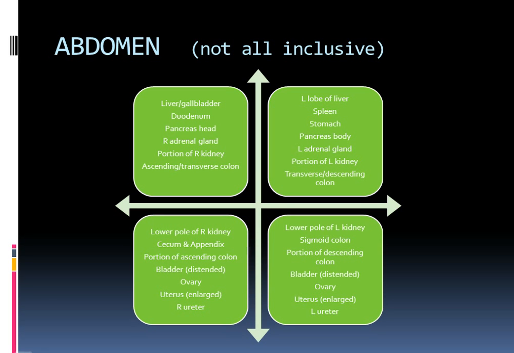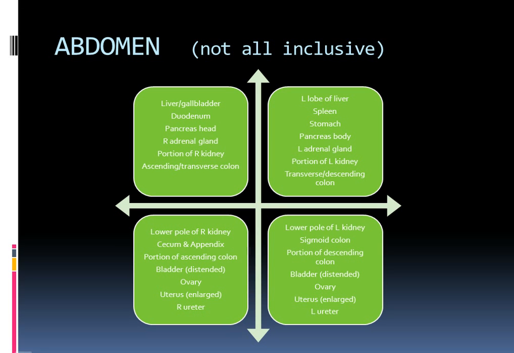All right, so just the 4 quadrants of the abdomen. Just real quick, we'll cover those. You've got the liver and the gallbladder, the duodenum, the pancreas head, the right adrenal gland, a portion of the right kidney, and then the ascending transverse colon. That's the upper right quadrant. The upper left quadrant is the left lobe of the liver, the spleen, stomach, the pancreas body, left adrenal gland, a portion of the left kidney, transverse and descending colon.